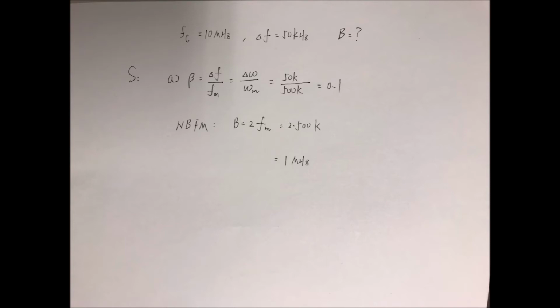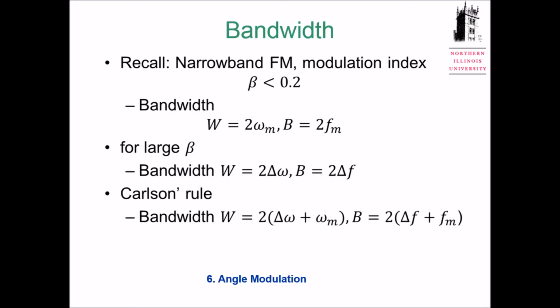So because it was a large beta, you used it in the bandwidth equation? Yes, for large beta we use 2 times delta F. So for large beta we use B equals 2 delta F. Delta F is 50, so it is 100. Any problems or questions?